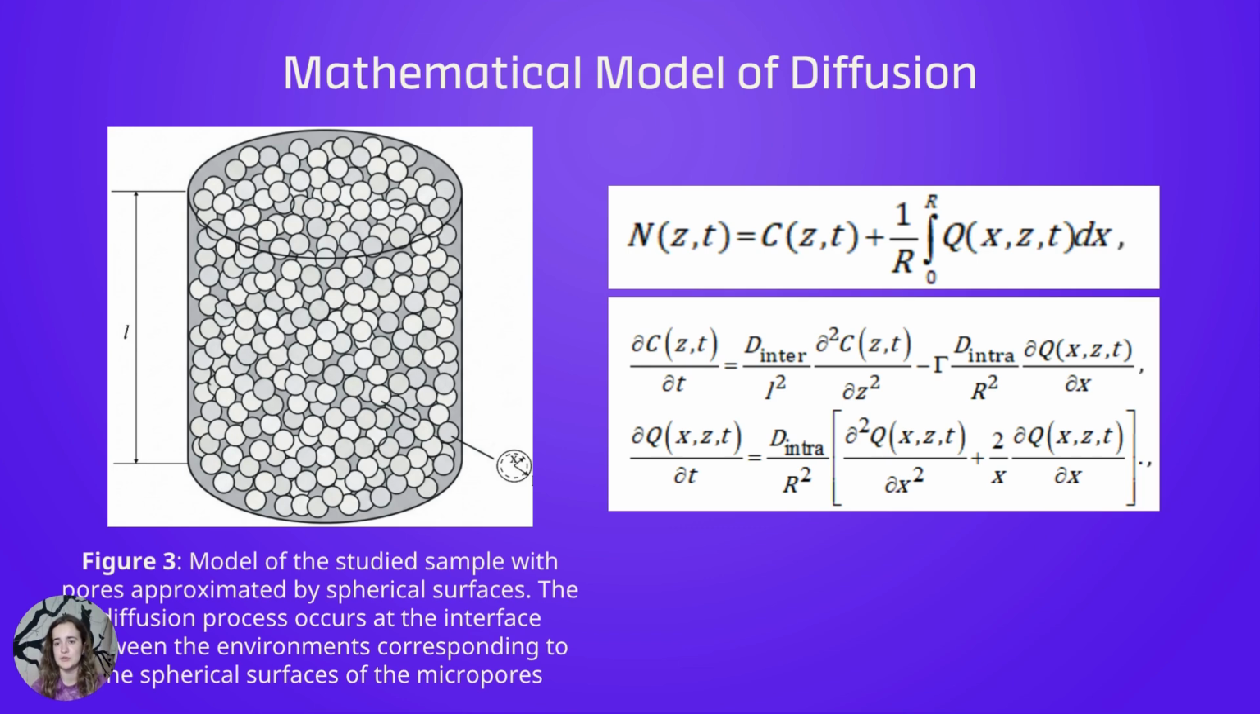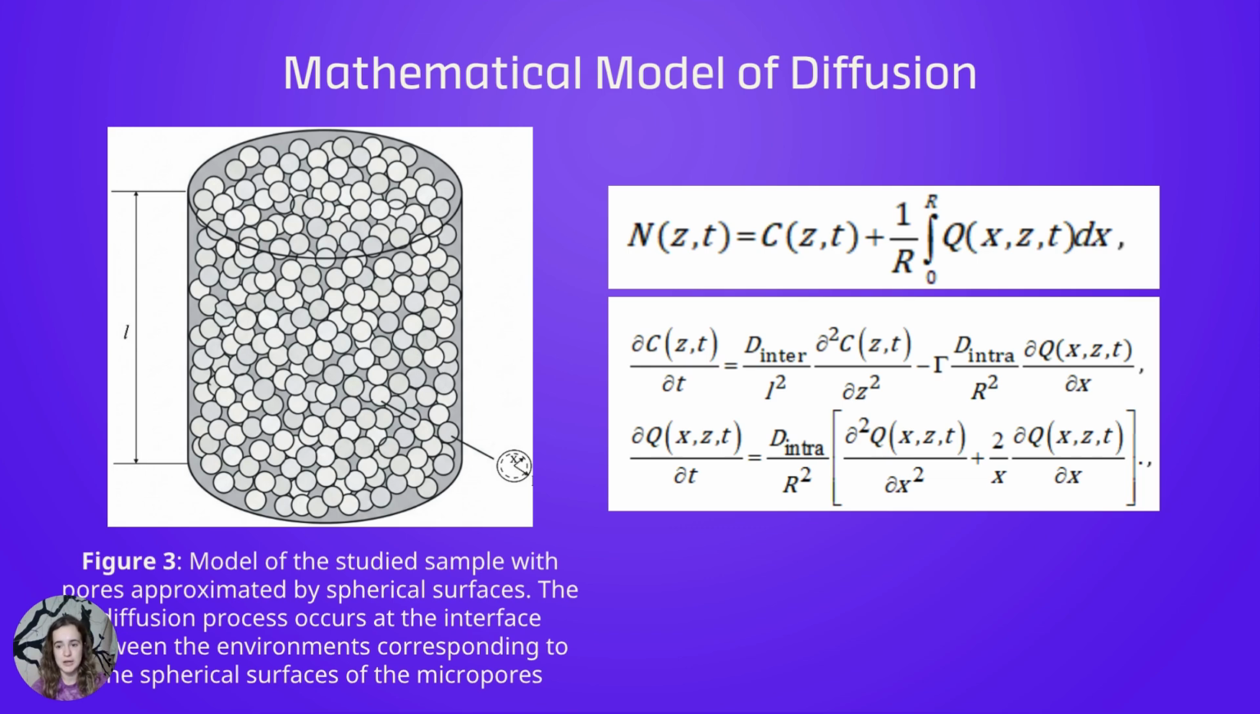Mathematical model of diffusion. This study describes diffusion as a process with two parts, one happening in the main part of the crystal and the other inside the tiny pores. Each part has its own diffusion rate, D inter for the bulk material and D intra for the micropores. The model assumes a cylindrical shape with micropores represented as small spherical cavities inside the material, as you can see in figure number 3.